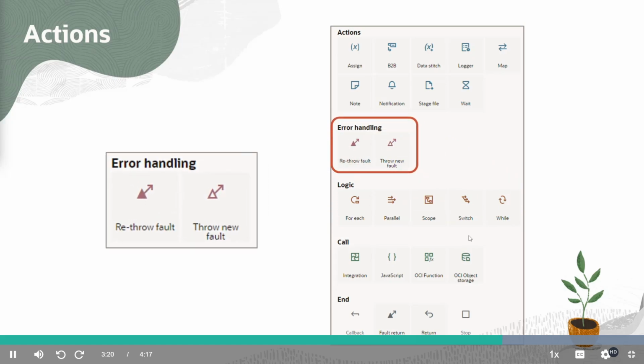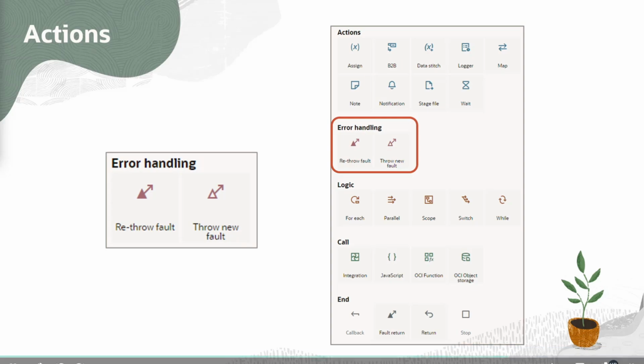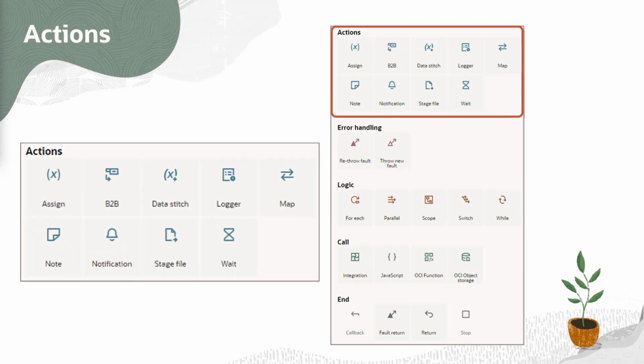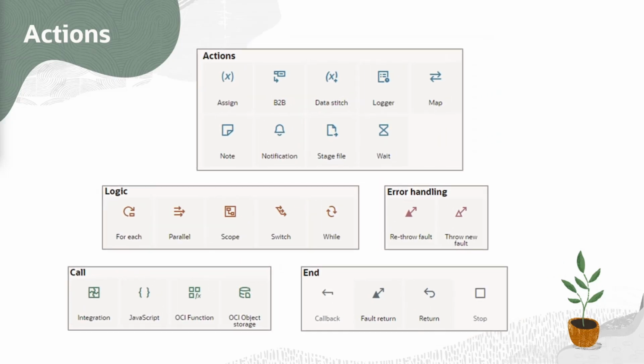Within your integration flow, you can explicitly throw a new fault or rethrow a fault that was caught within a fault handler. And all others are displayed at the top, generically categorized simply as actions. These include notifications for sending emails, stage file for creating or managing file contents, as well as several others. But don't worry, we'll take a closer look at all of these integration actions in other lessons or demos.